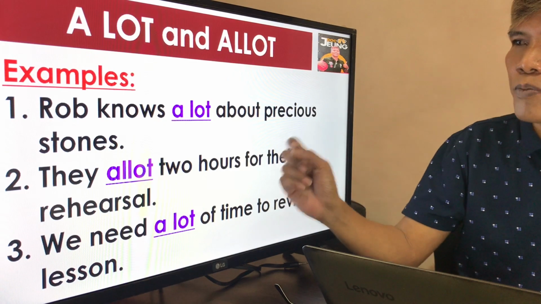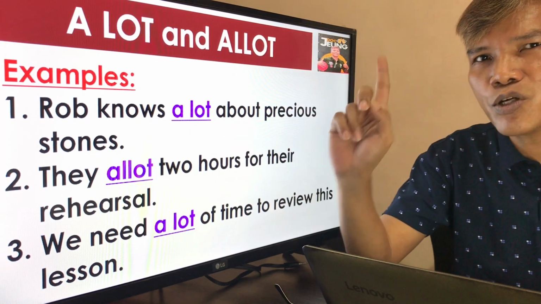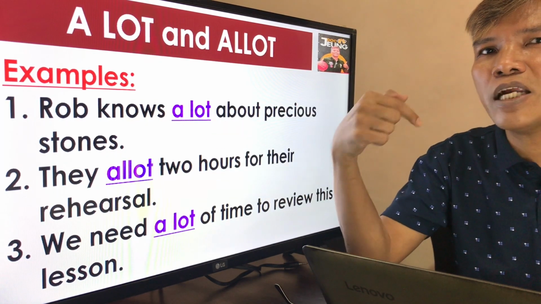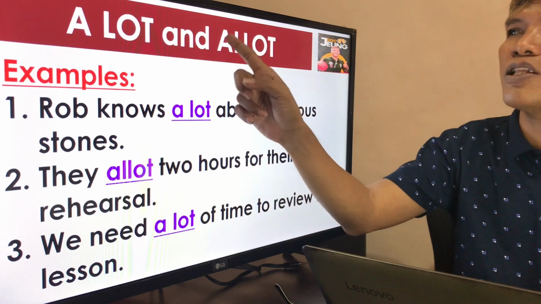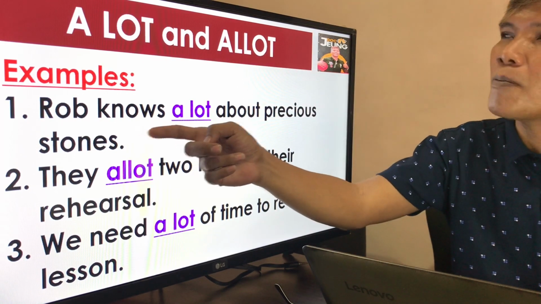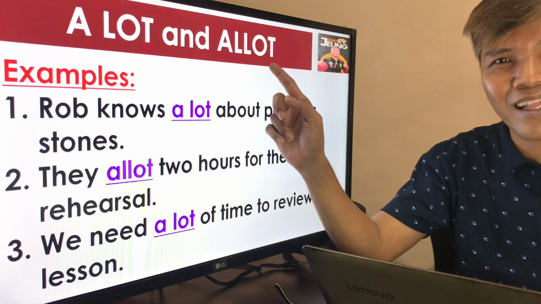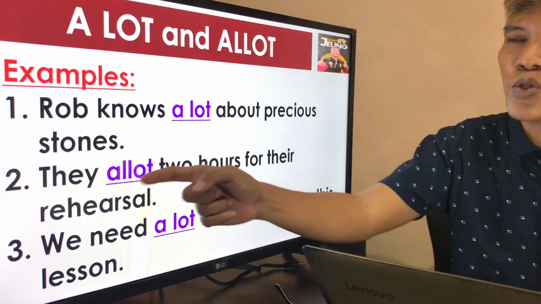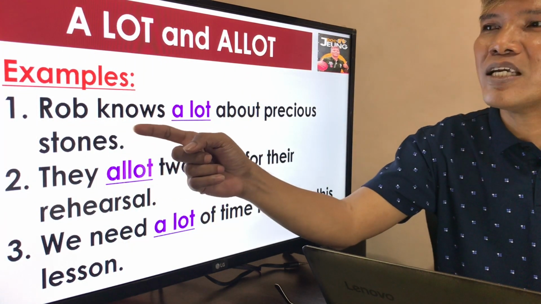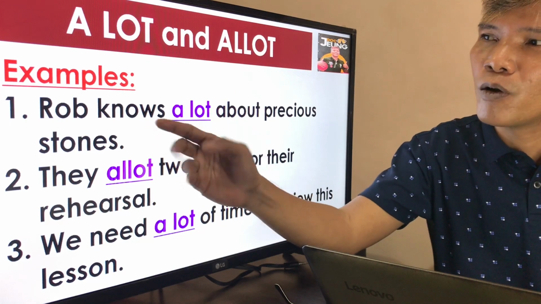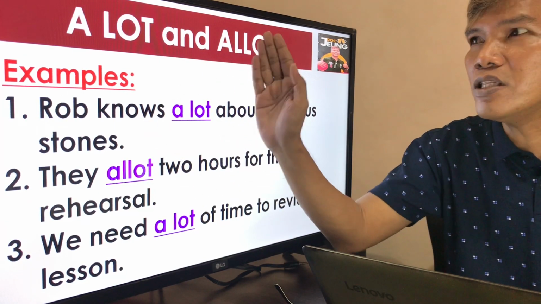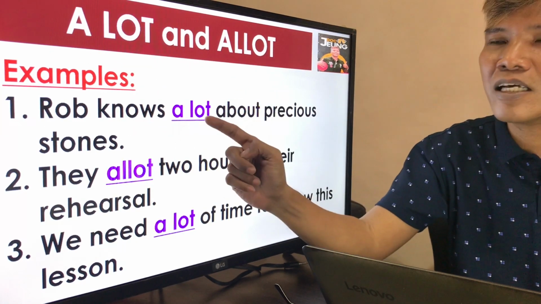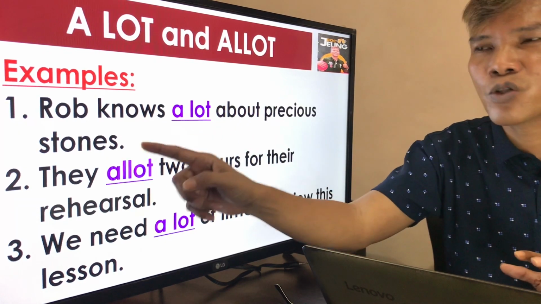Rob knows a lot about precious stones. Why do we use a lot? This is what you are going to do. Look at the subject and verb in the sentence. If there is already a verb in the sentence, you will not use allot because there is already a verb. But if there is no verb, you will use allot. That is a tip. Look, Rob knows a lot about precious stones. Rob is our subject, knows is our verb. Now, we have already a verb, so we do not need to use allot because this is a verb. Therefore, we will use a lot because a lot here means a large amount of stones.